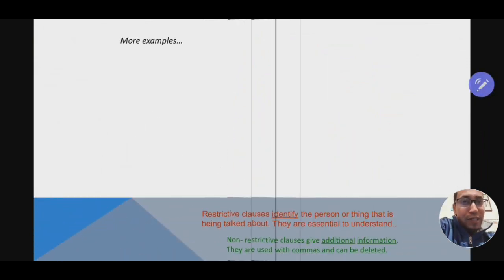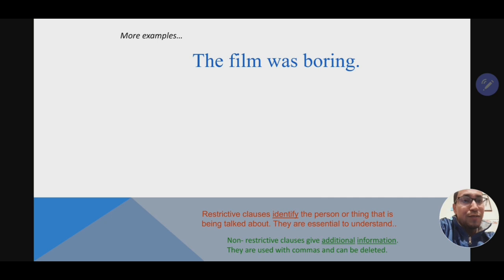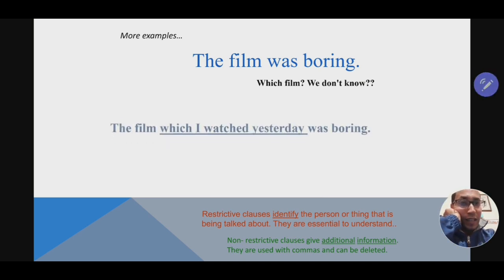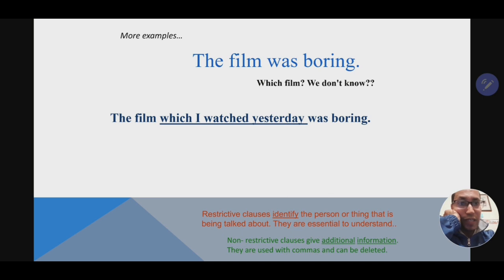Now let's go to more examples. Look at this example. The film was boring. What is the question you might ask? If I tell you the film was boring, what's the question you're going to ask me? Yes, you will ask which film. We don't know. That's why if I say the film which I watched yesterday was boring.